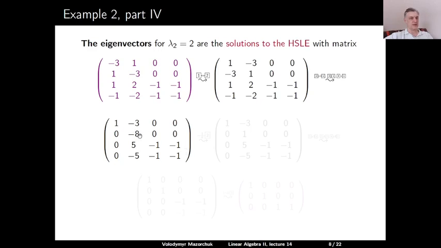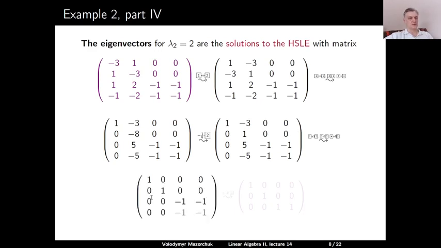Now we have this -8 here and nothing else in the second row, so we divide the second row by -8. The first, third, and fourth rows remain the same, and the second row becomes 0, 1, 0, 0. Now we can use this 1 here to remove all other elements in the second column, because in the second row everything else is 0, it will not affect the rest of the matrix. So the second row remains 0, 1, 0, 0. The first row becomes 1, 0, 0, 0.